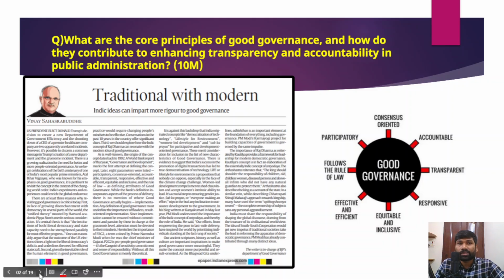In this context, there was an article in the Indian Express newspaper about the reforms that are required in the Indian civil services. In this backdrop, there is a question. The question is, what are the core principles of good governance and how do they contribute to enhancing transparency and accountability in the public administration? So this is actually the question.